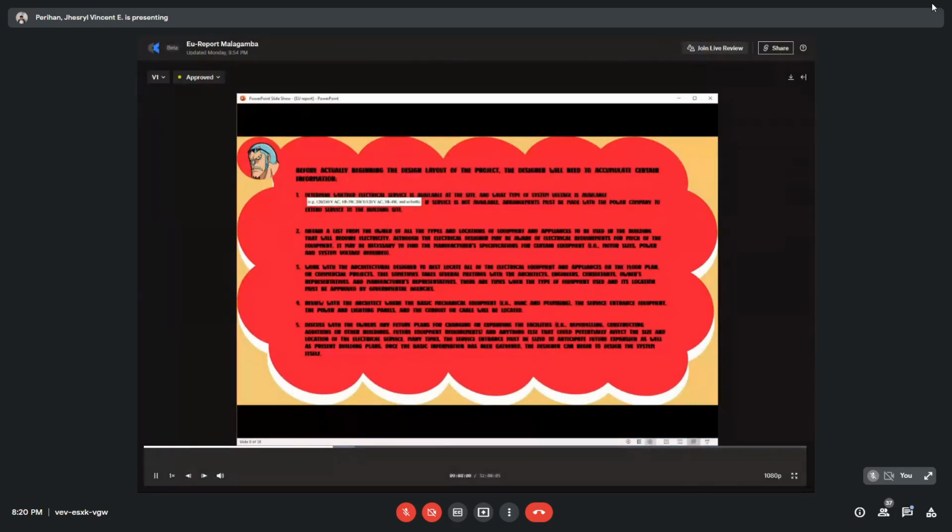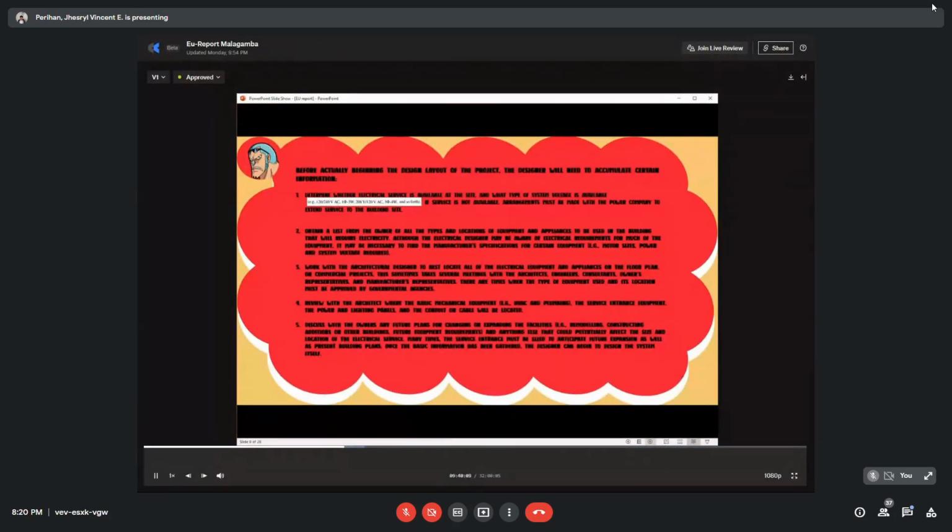Third is to work with the architectural designer to best locate all of the electrical equipment and appliances on the floor plan. In commercial projects, it sometimes takes several meetings with the architects, engineers, consultants, owner's representatives, and manufacturers' representatives. There are times when the type of equipment used and its location must be approved by government agencies.